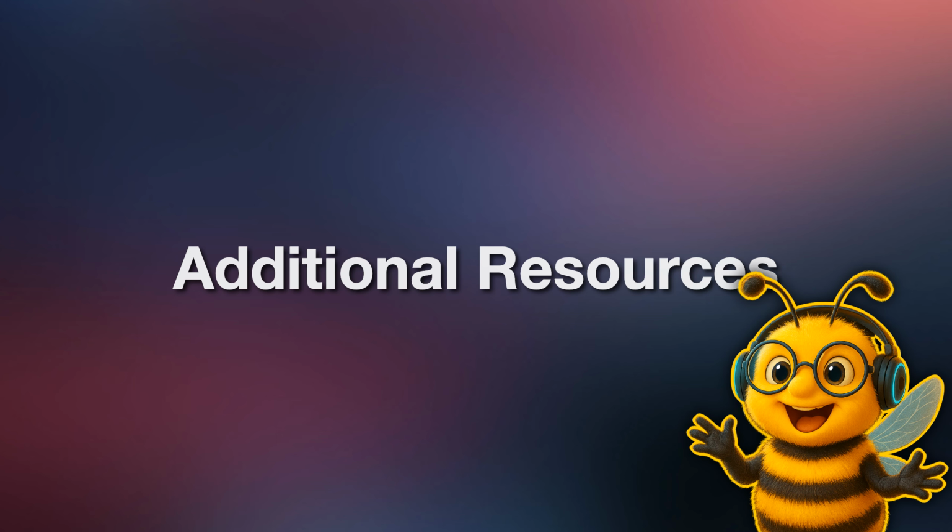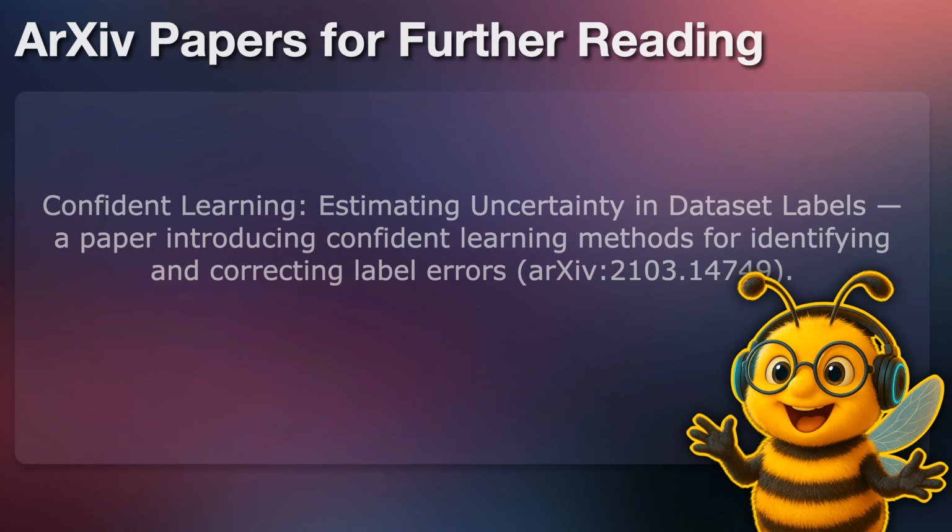For further reading and tools, see the Confident Learning paper on label errors, AutoML surveys and the PyCaret docs, PyTorch Lightning and Streamlit documentation, Lux and PivotTableJS guides, and the GitHub repositories for each package. Confident Learning: Estimating Uncertainty in Dataset Labels, a paper introducing confident learning methods for identifying and correcting label errors. arXiv.